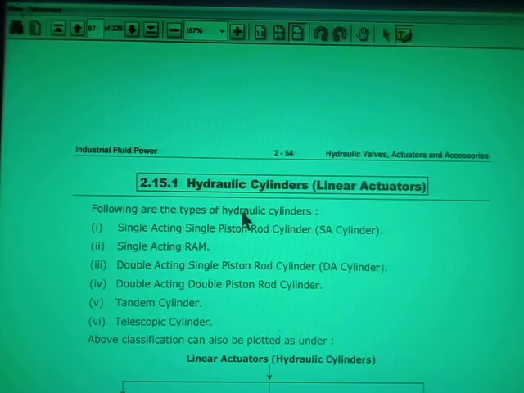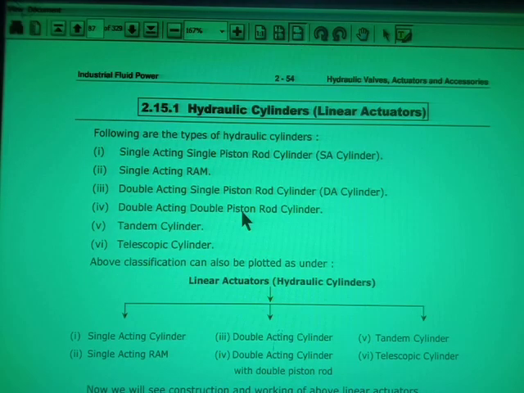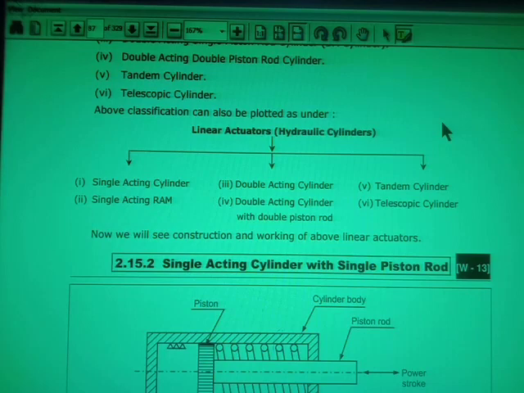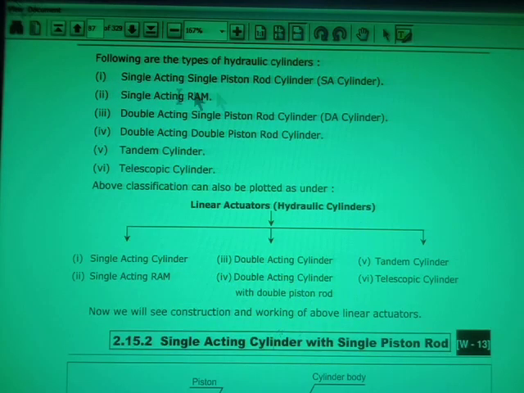Now we'll go into the details. When I talk about linear actuators, what is a linear actuator? Generally it is known as a hydraulic cylinder, and there are certain types of hydraulic cylinders. The first type is the single acting single piston rod hydraulic cylinder, known as the SA cylinder. SA means single acting, with a single piston rod.